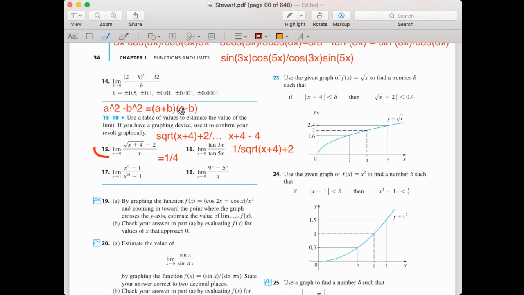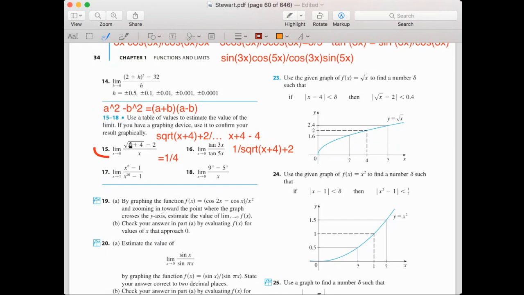So sometimes if a is the square root of something or b is the square root of something, we want to multiply by its conjugate. We call that conjugation. Because once we do that, we get a squared minus b squared.